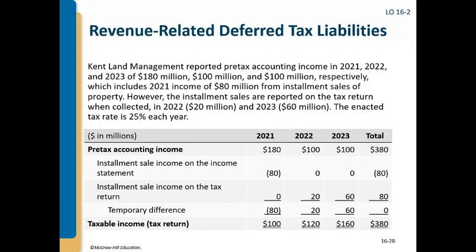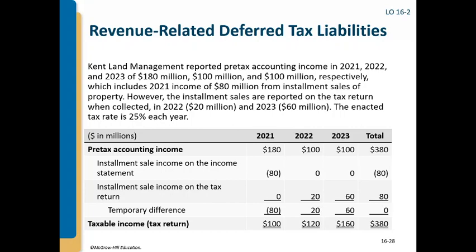at fair value. All right, so here we have this company that reports pre-tax accounting income in 2021, 22, and 23 of 180 million, 100 million, and 100 million respectively, which includes 2021 income of 80 million from installment sales of property.